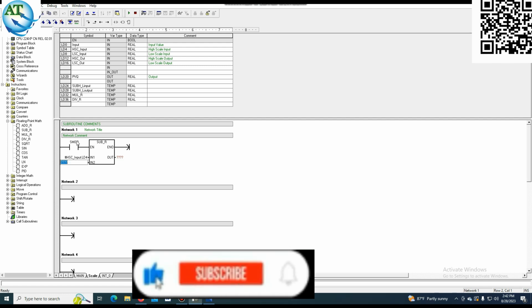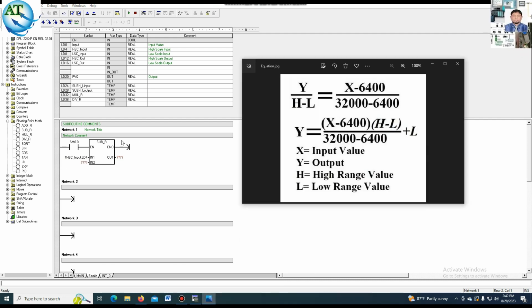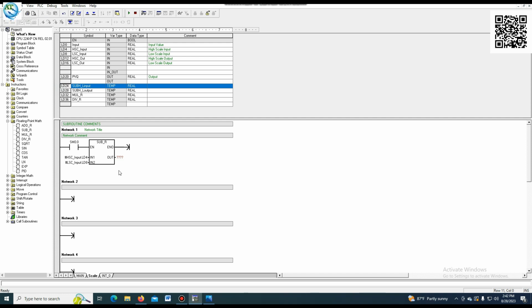Then we use the low scale, because we want to make the difference. We make this with this block, so here we select LD8, the low scale input. The difference between the high scale input and the low scale input we put in LD24. That means the difference between the low input and high input is placed in LD24.